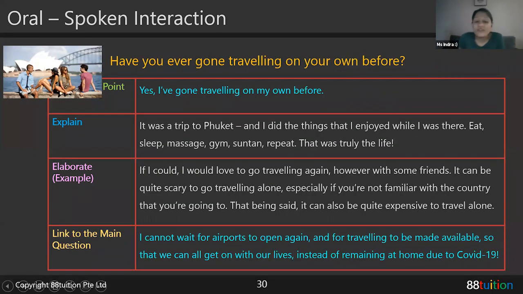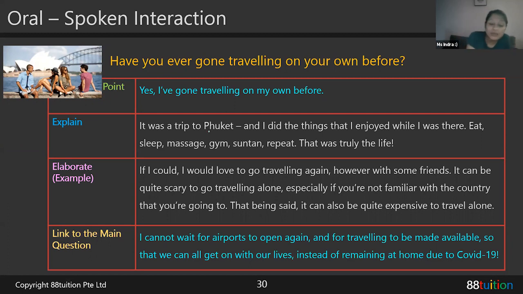Second question, have you ever gone traveling on your own before? Now, for students, I don't think many of you would have gone traveling on your own before, right? Because maybe you either go with direct family, or maybe sometimes older friends, if you do have any, or cousins, etc. But for me, I've gone traveling on my own before, obviously, because I'm like double most of your ages. That being said, let me share with you about my trip.